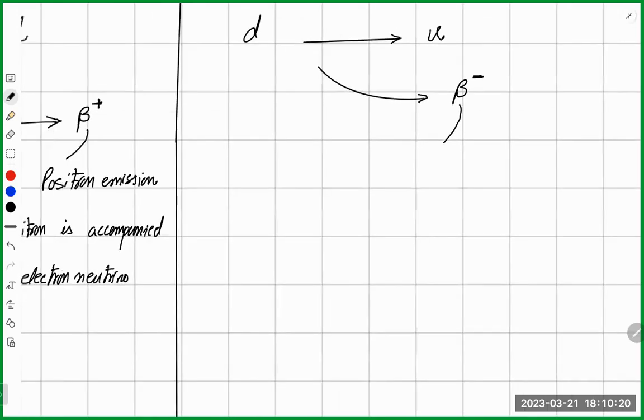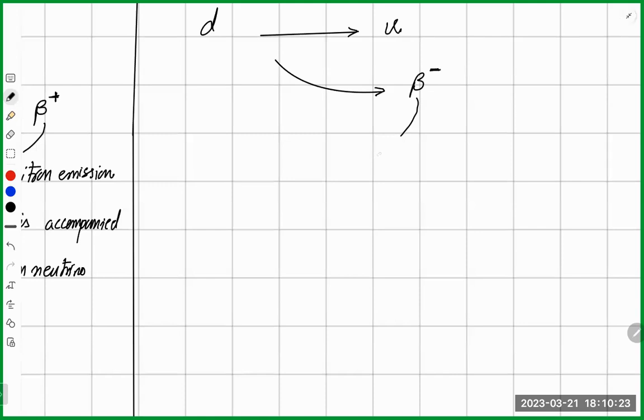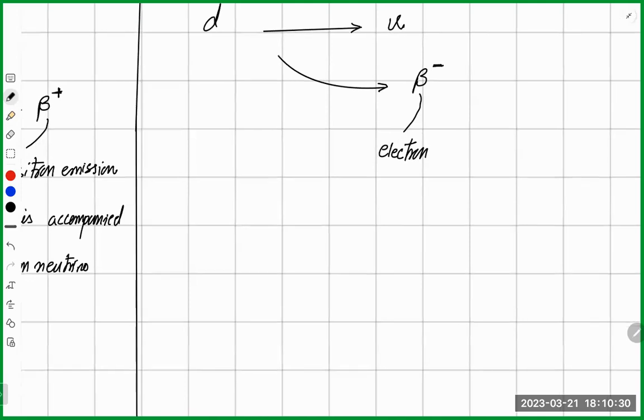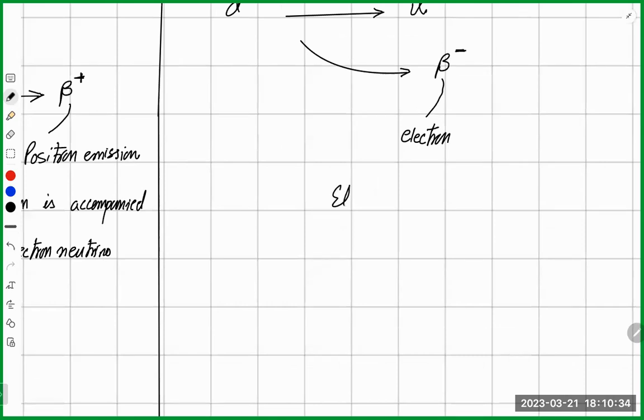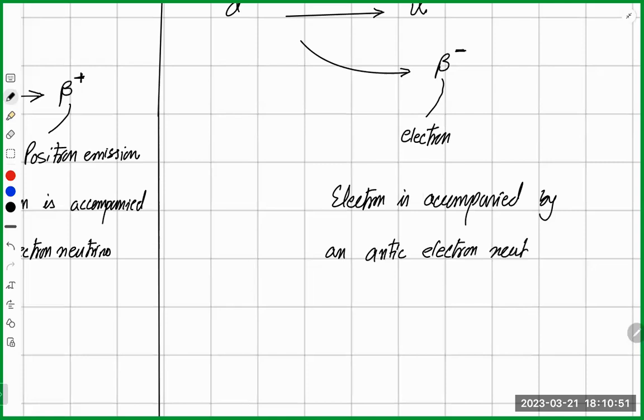Now, in this case, beta minus is just simply an electron. This electron is coming from the nucleus. This electron is accompanied by an anti-electron neutrino or electron anti-neutrino. Okay.